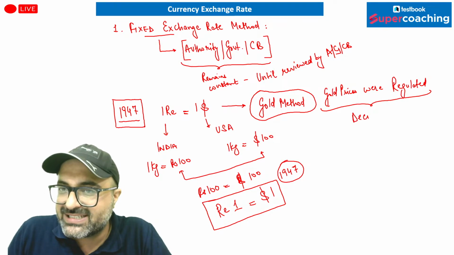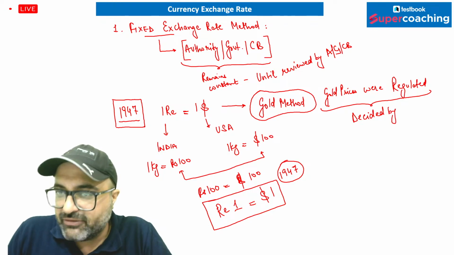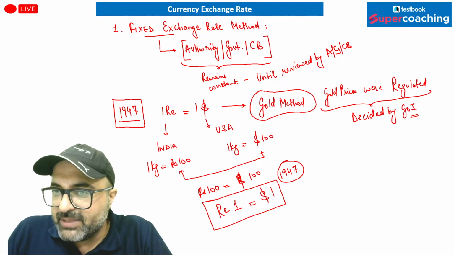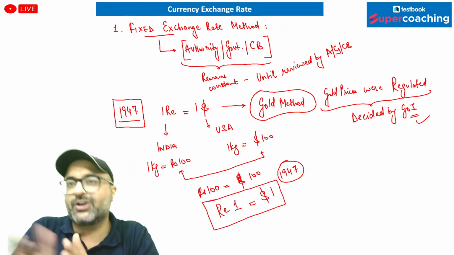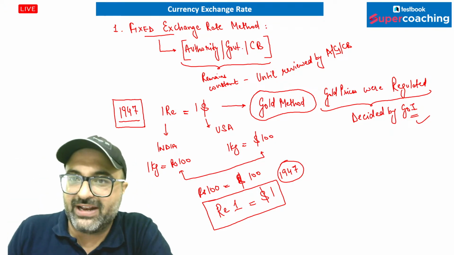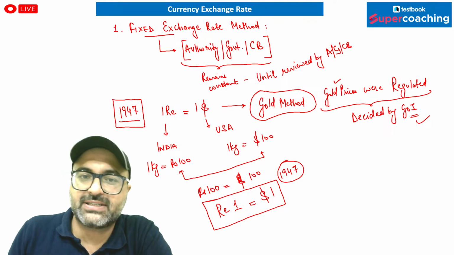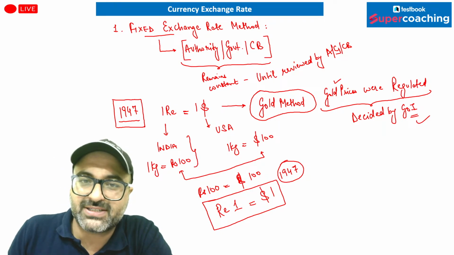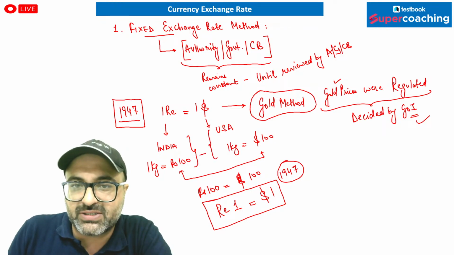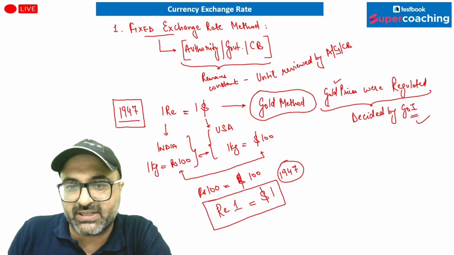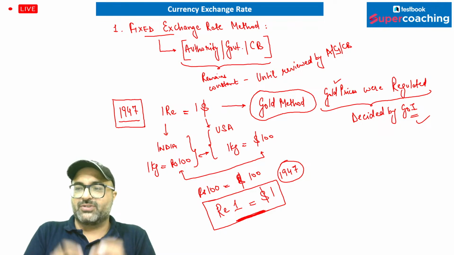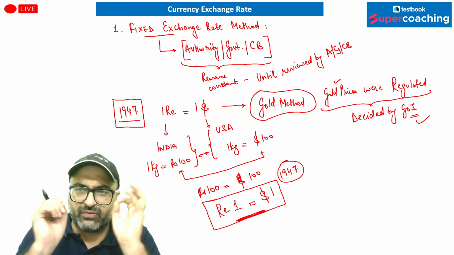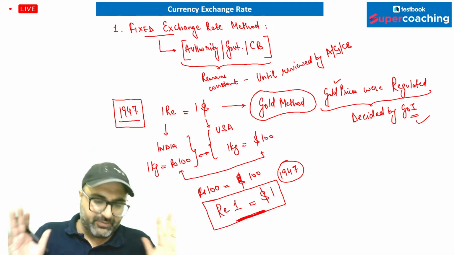So if the government is deciding the price of gold, which means indirectly the government is deciding the exchange rate, say yes or no. So whenever the government changes the gold prices on the basis of change in gold prices in the country and its comparison to its price in the US, the exchange rate is decided. This exchange rate is known as the fixed exchange rate method, where the exchange rate is decided on the basis of gold reserves or gold price, which are regulated by the government.